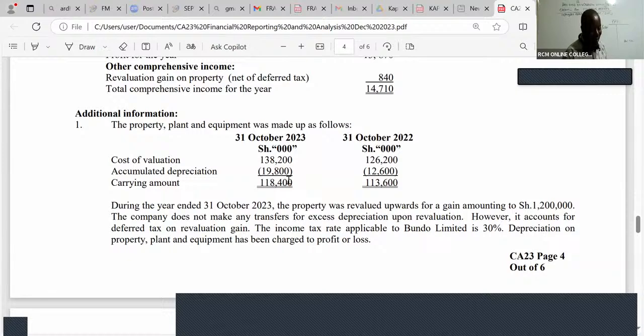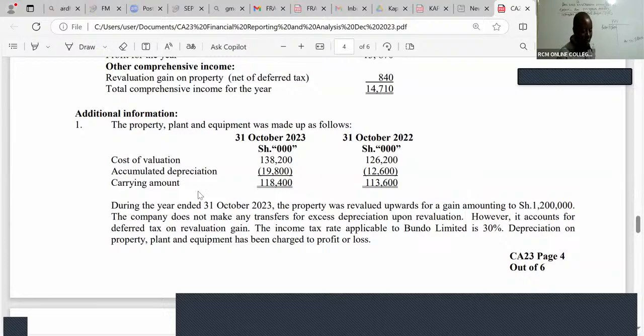Remember, you work with net book values. If you want to do your PPE very well, always work with your net book values. So we have 113,600, and then balance carried down, 2023, is 118,400. And then, ladies and gentlemen, remember what makes these assets go up? It's either through revaluations or we purchase new ones.